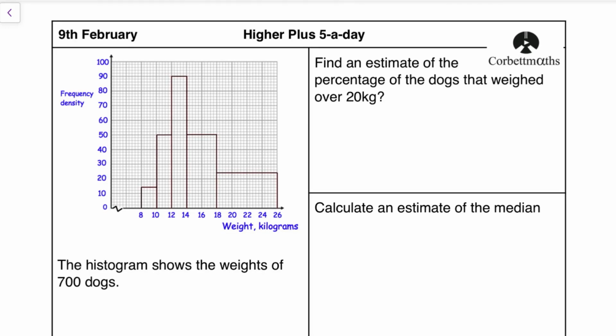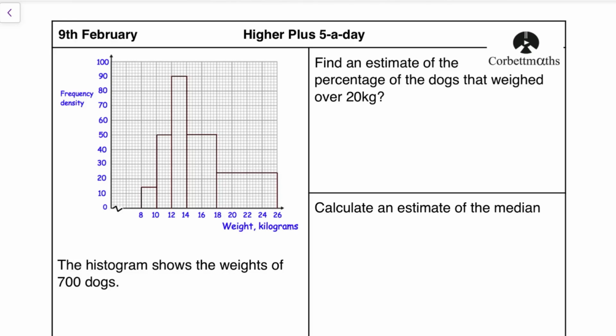Okay, so we have a histogram. It says the histogram shows the weights of 700 dogs. Now, this is going to be one of two types of questions. Either it's going to be a case of if I add up what I think the frequencies are, I'm going to get 700, or I'm going to have to scale my frequencies. And the second one is going to be very annoying.